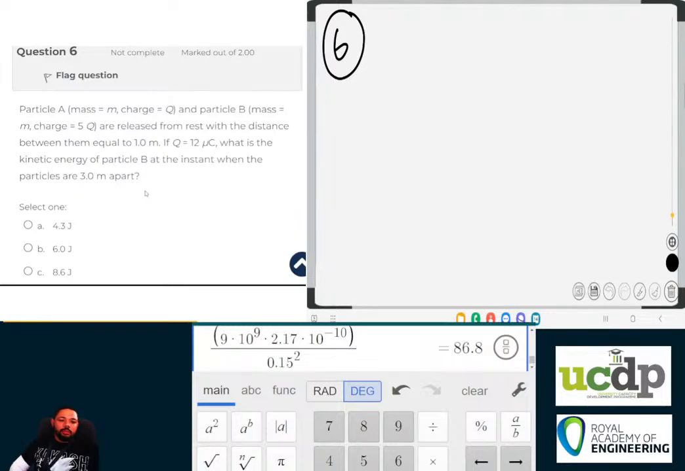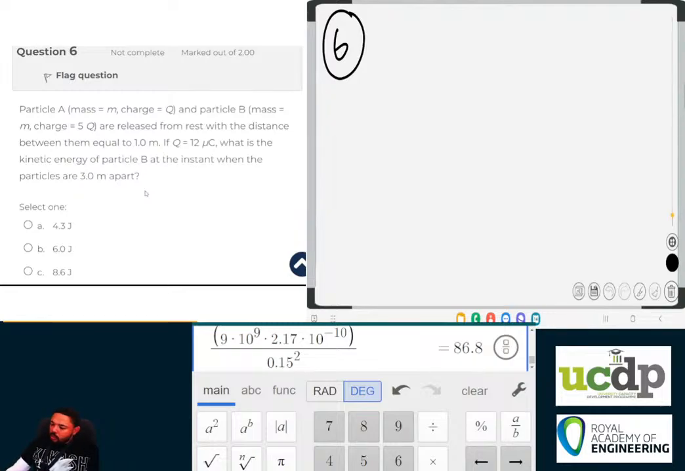Okay, so particle A and particle B are released from rest and the distance between them is 1 meter. What is the kinetic energy of particle B when they are 3 meters apart? Because there are two positive charges, they will repel each other. So what is the kinetic energy at 3 meters apart?